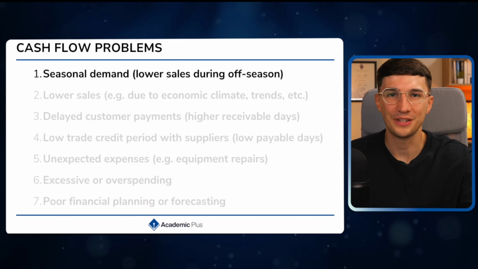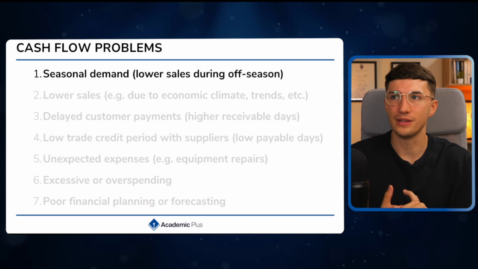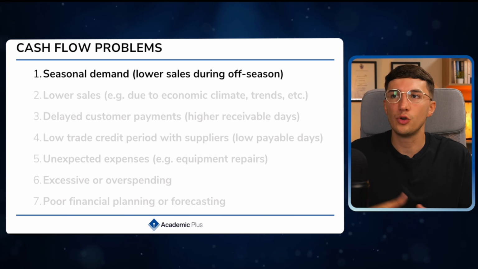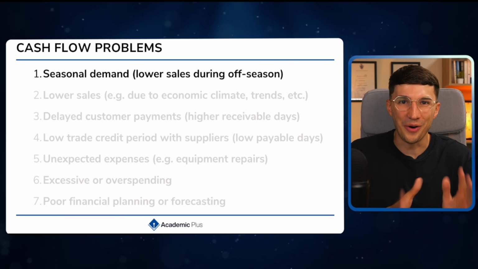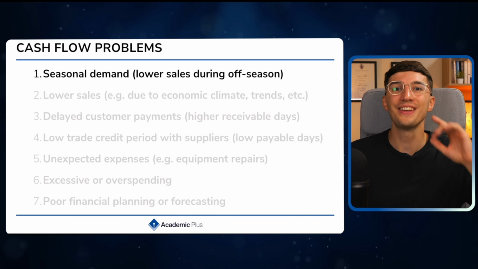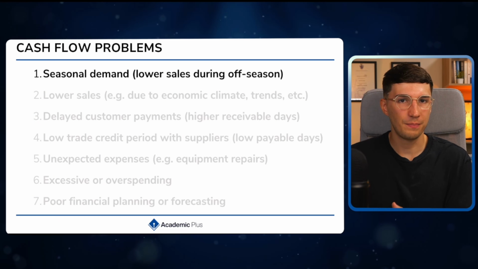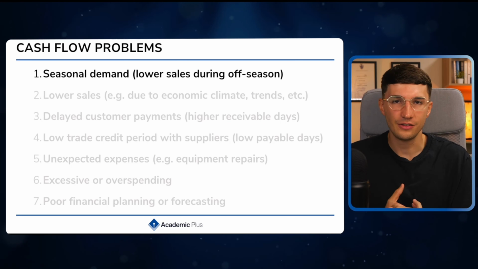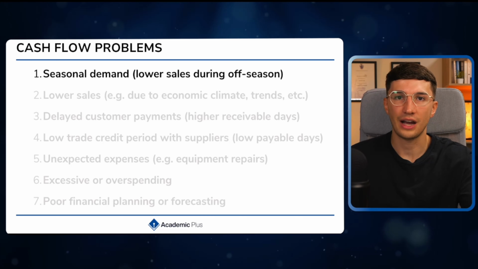Well, there are several different things that we can look at, and this just depends on the situation and on the business. First of all, you may see businesses who have seasonal demand. So for example, summer holiday homes will see a lot more demand in the summer, shockingly, than they will in the winter. But in the winter, they still have to pay those expenses. They still have debts to potentially pay. So those lower sales during the off season can cause those cash flow problems.